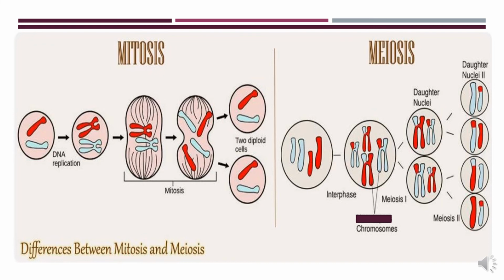So diagrammatically you can differentiate this. In mitosis, you can see DNA, after DNA replication, when the cell divides, it gets an equal number of chromosomes. That is, if it is 46, then you will also get 46 after mitosis, whereas in meiosis, division takes place in two steps to form daughter cells having exactly half the number of chromosomes.